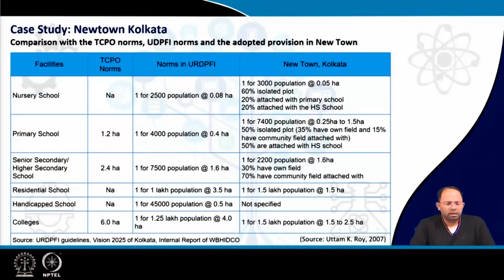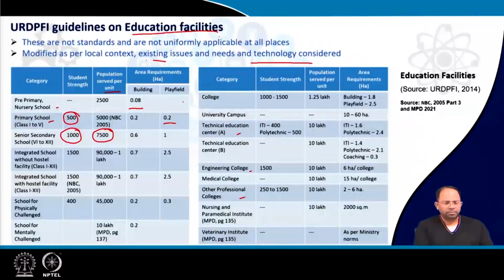Overall, if we compare these standards, or the areas that were reserved in Newtown, with the TCPO norms and the previous URDPFI guidelines, not the current guidelines, the previous one. Here you can see that for nursery schools, the previous guideline was 1 for 2500 population. Right now, the guideline states around 1 per 2500 persons. For 2500 people, we have 1 primary school.